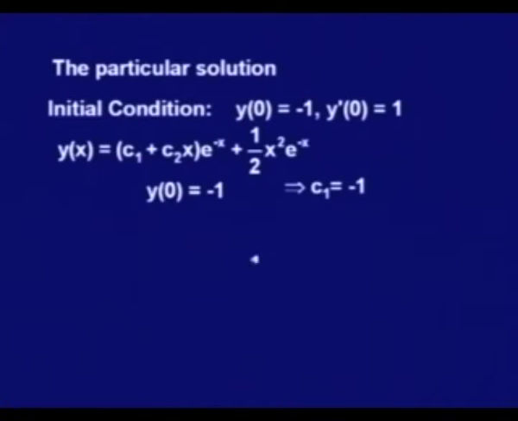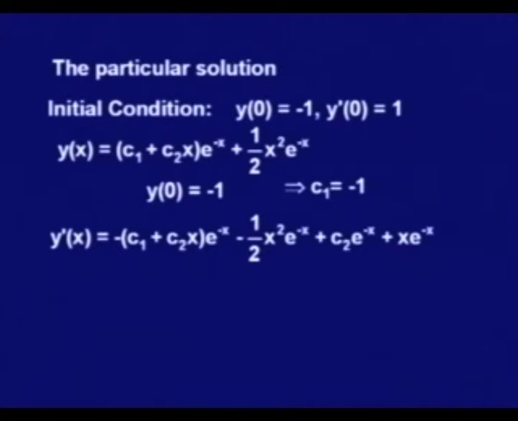Then find out its derivative. Derivative is minus (c1 plus c2 x) e to the power minus x minus half x square e to the power minus x plus c2 times e to the power minus x plus x times e to the power minus x. Now, the second condition is y dash at 0 is 1. So, again we put x is equal to 0. What would I be left with? I would be left with minus c1 plus c2 which is equal to 1. From the first result we have got c1 as minus 1, that gives c2 as 0.